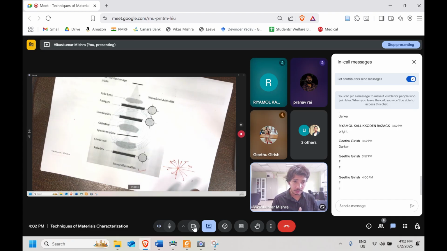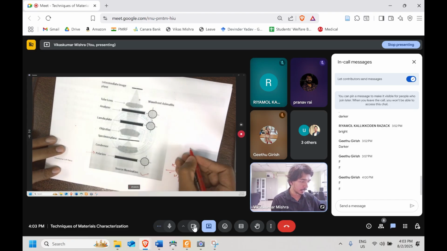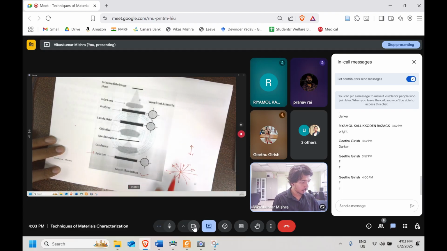This thing we have already learned. We are just brushing it off quickly. So now it will pass through the polarizer. The polarizer will allow only one particular plane of vibration. Let's say this one. So out of this, only this will go. Now this is the one which is going to interact with my specimen.